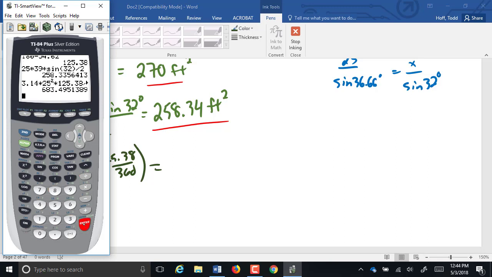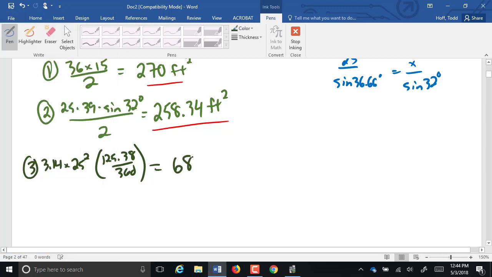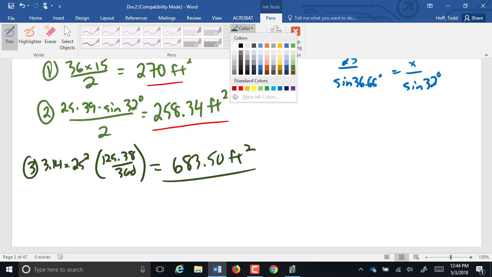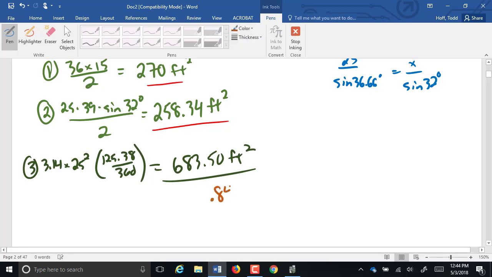So we get for that piece 683.50. So we add those three up. We get 1,211.84 square feet. Does that look right so far? What do we still need to do?